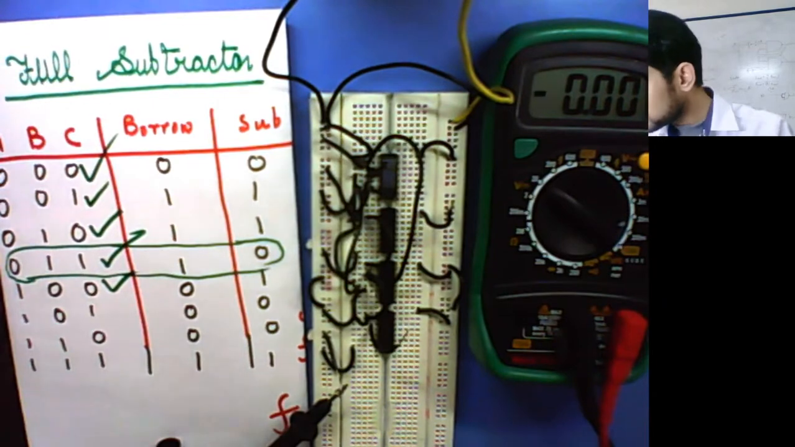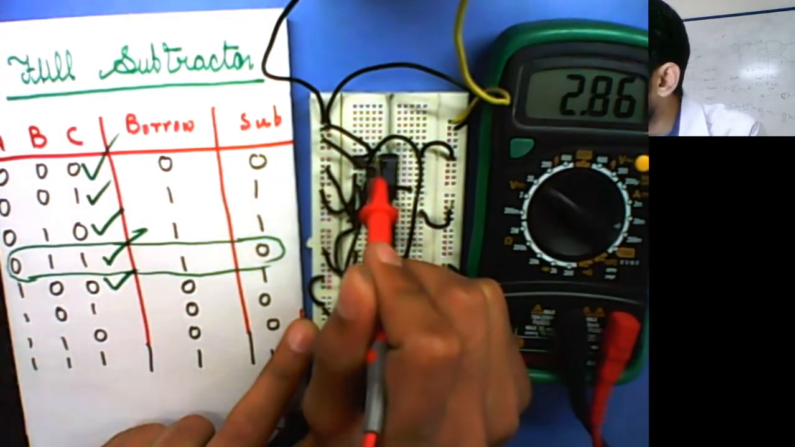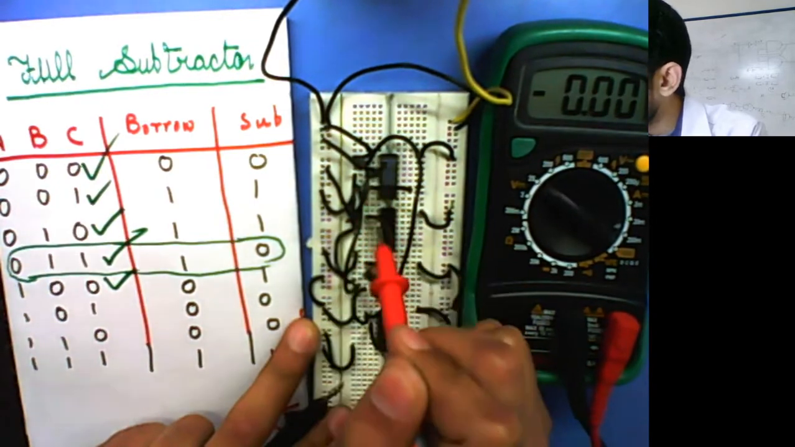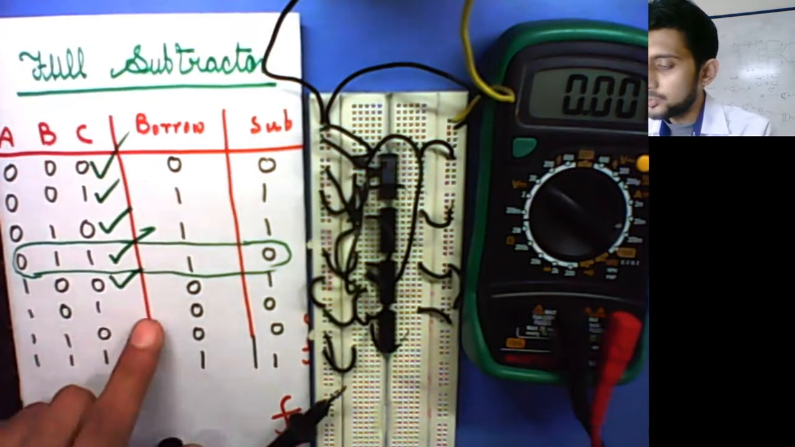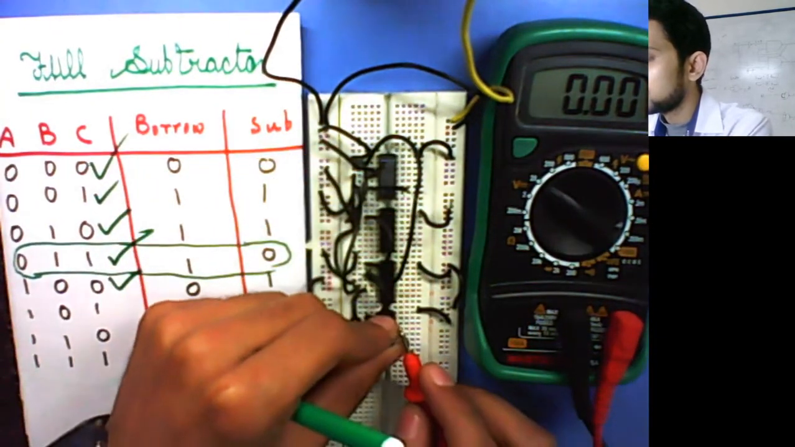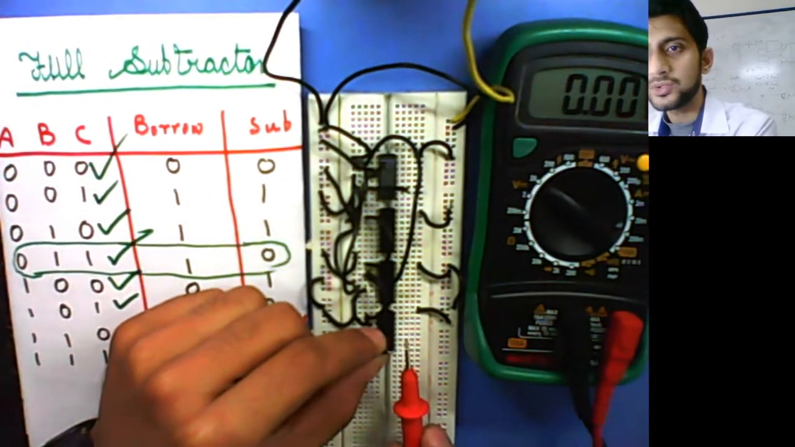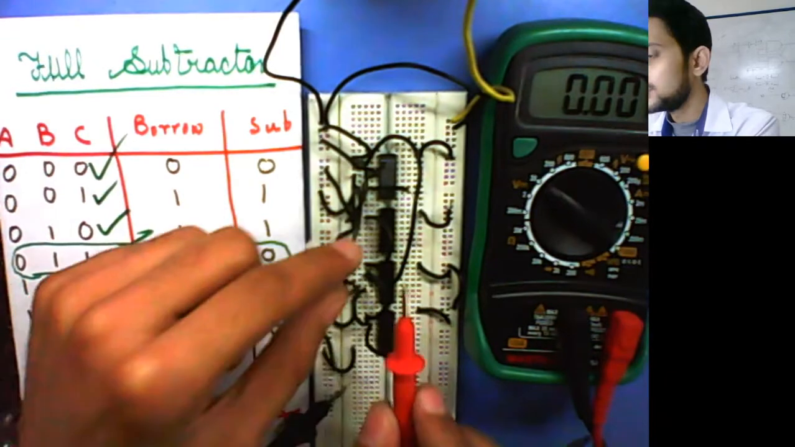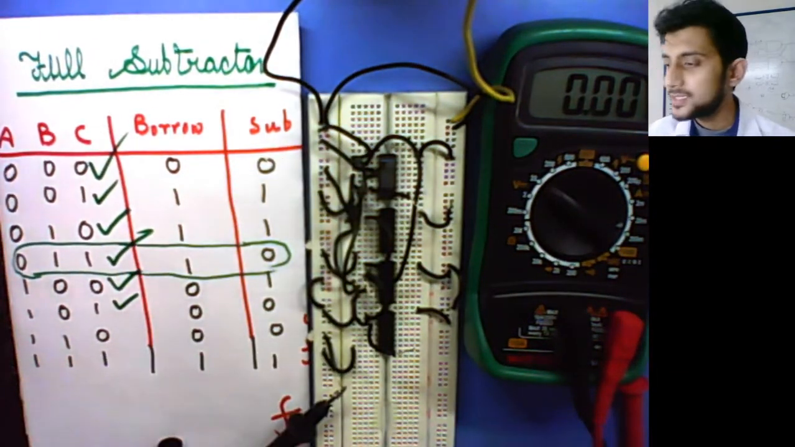Okay. So I have now given 101. This is 1 0 and 1. What output should come for 101? It should be both 0 0. F sub is 0, F borrow is 0. So both are coming 0 0. This is also very critical, many students don't get this. This is 0 and this also is 0. Okay, then let's check 1 1 0.